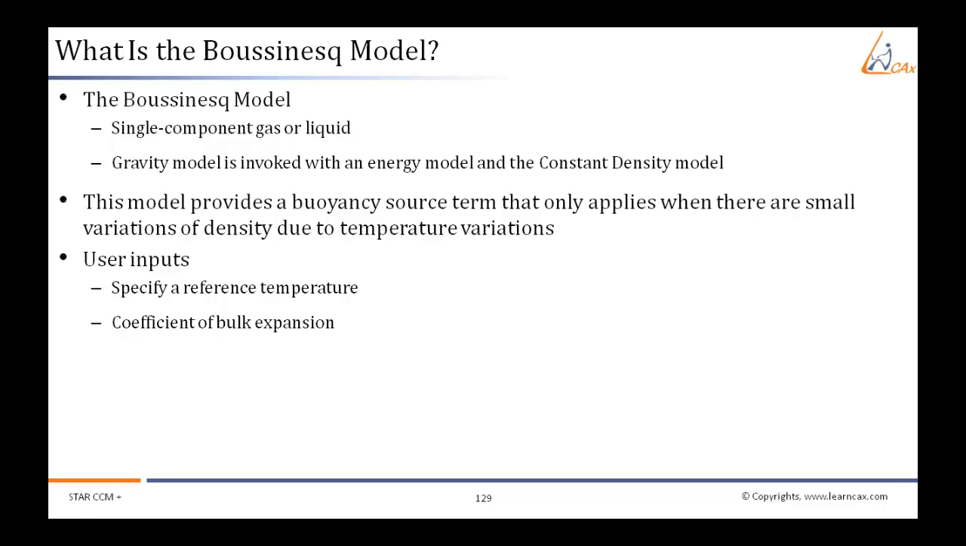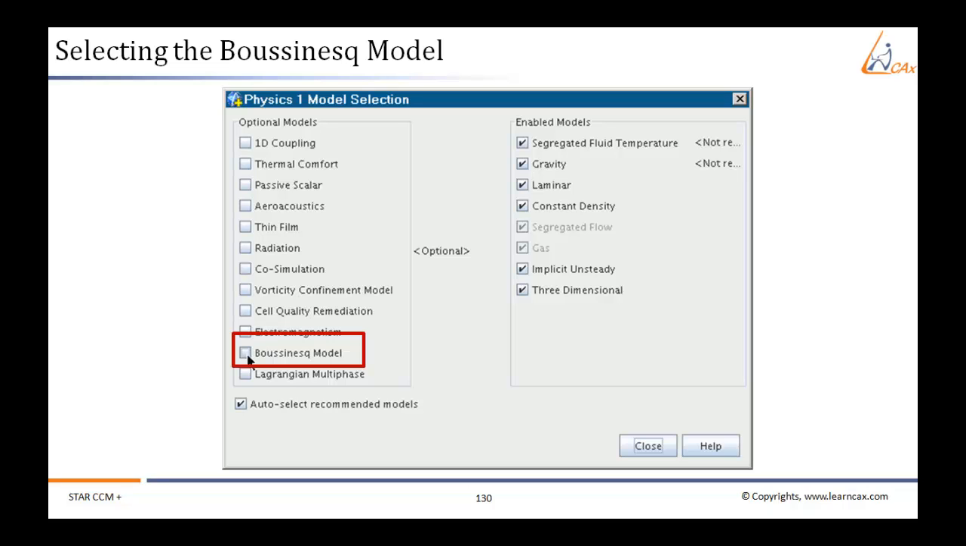For the Boussinesq model, we have to specify a reference temperature and coefficient of bulk expansion within the reference conditions and material properties nodes of the physics continuum, respectively. The Boussinesq model becomes available after you have selected the gravity model for a constant density flow.